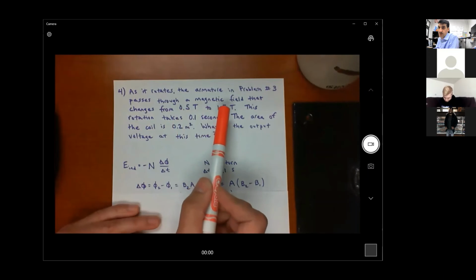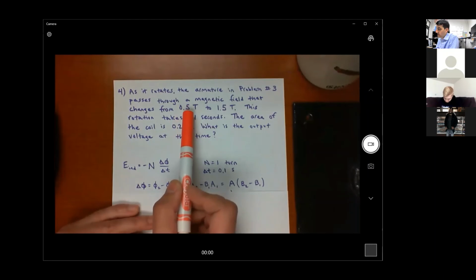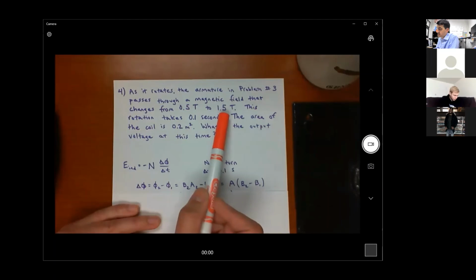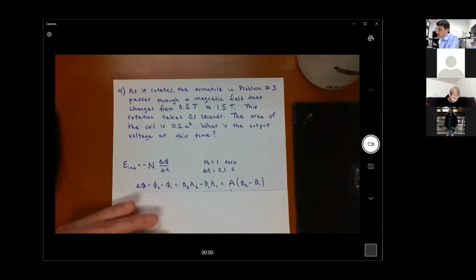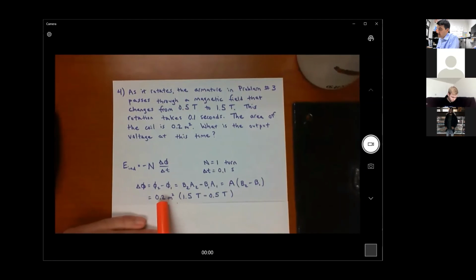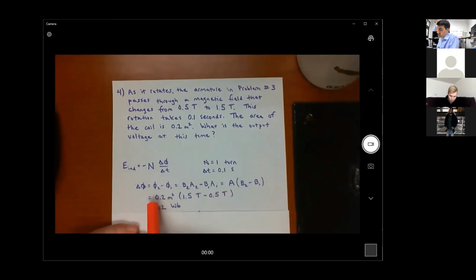If we look up here, it changes from this to that. So this is the magnetic field strength at time 2, and that's the magnetic field strength at time 1. So we're going to end up taking 1.5 Tesla minus 0.5 Tesla. You plug in for the area, plug in for B2 and B1, and then you solve that. I made the numbers work out pretty nicely in this example. 1.5 Tesla minus 0.5 is just 1. 1 Tesla times 1 meters squared would be 1 Weber, but here we have 0.2 meters squared. So 1 Tesla times 0.2 meters squared is 0.2 Weber.